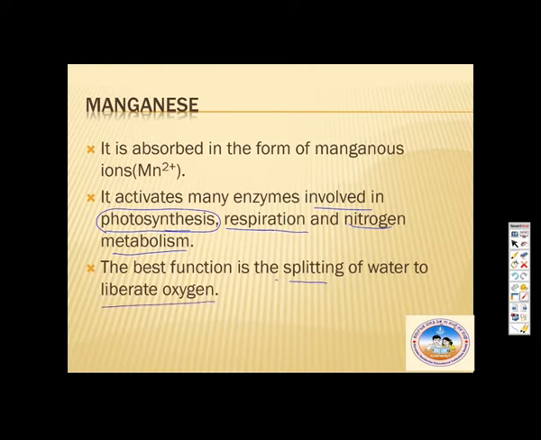Zinc is obtained in the zinc ion form, again a divalent ion. It activates various enzymes, especially carboxylases. It is needed for the synthesis of auxin.